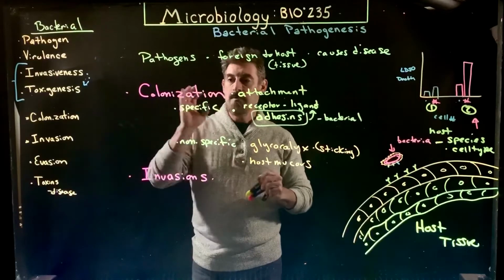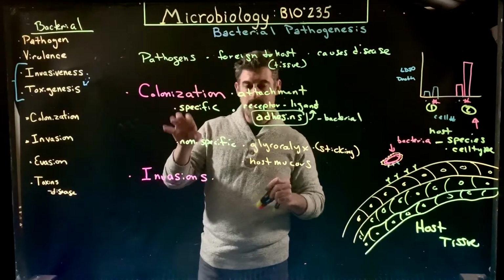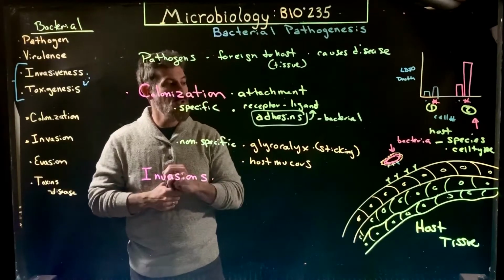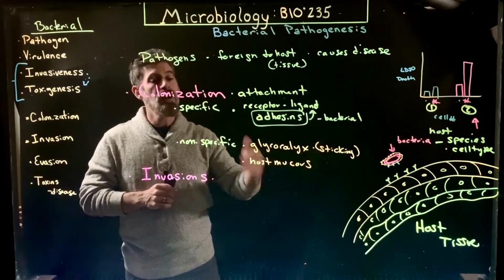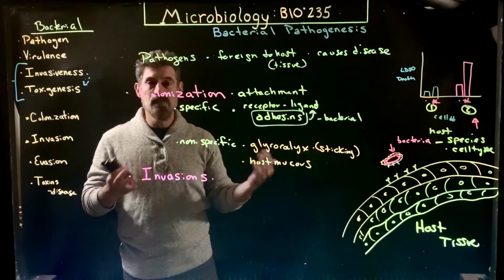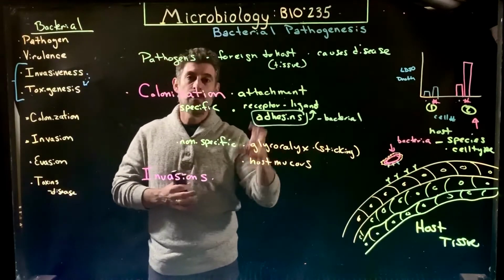Okay. So colonization is usually specific, and bacteria have specific factors that will identify host and host tissues. But there can also be other types of non-specific binding, which usually has to do with the coatings of the cells.